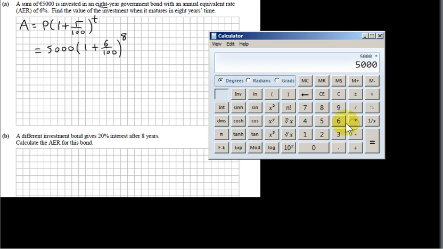So we have 5,000 multiplied by 1 plus 6 over 100. Well, that's 1.06. And that has to be raised to the power of 8. Actually, you don't need brackets around 1.06. So that's what the investment will amount to after 8 years, €7969.24.